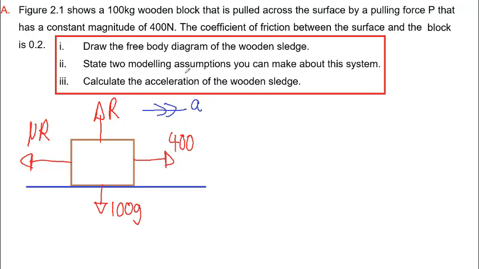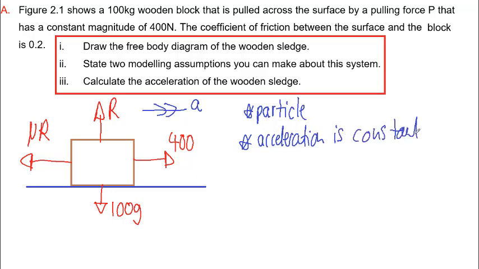Now, we will go ahead and state two modeling assumptions. The first assumption is that the block is modeled as a particle, so it has no dimensions. You can see we don't have the length of the block, we don't care. Second of all, we're going to assume that the acceleration is constant. The reason is that the forward force is fixed and the friction force is also fixed, so you're going to have a fixed difference between these two. The number's not going to change. So the speed is going to increase linearly in a constant manner.